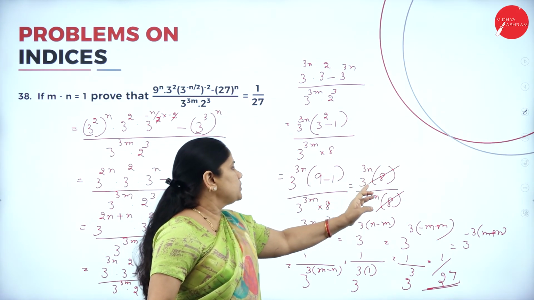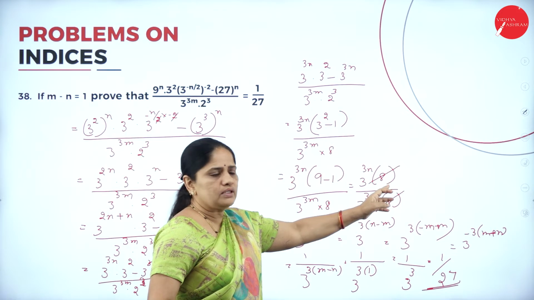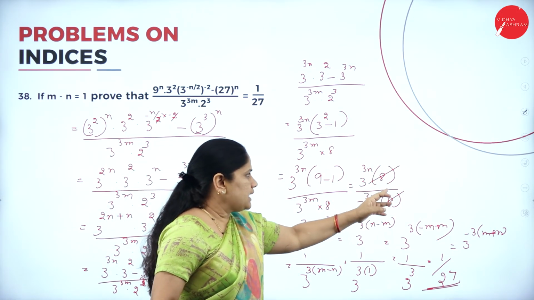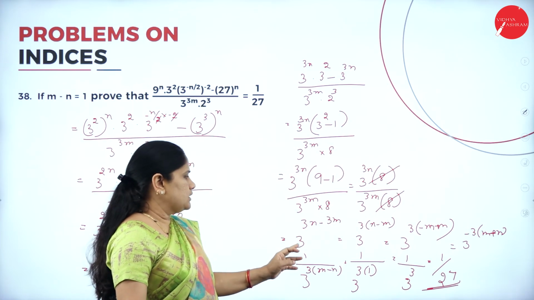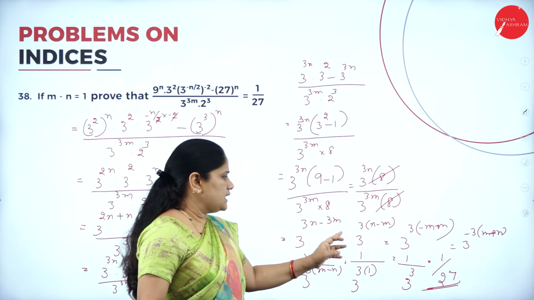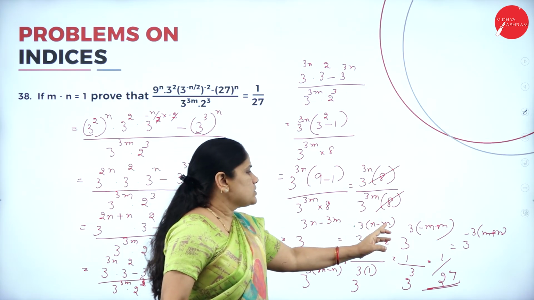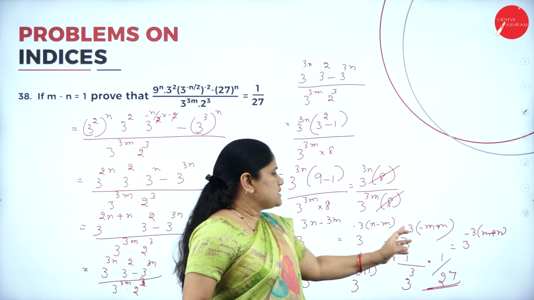So that will come up to 3 to the power of 3n into 8. So 3 to the power of 3m into 8. So 8 and 8 get cancelled. We are left with 3 to the power of 3n minus 3m. So 3 is common, I'll take it outside the bracket. So n minus m.